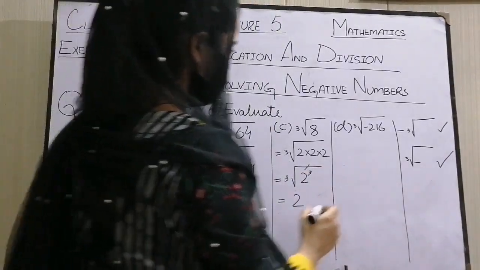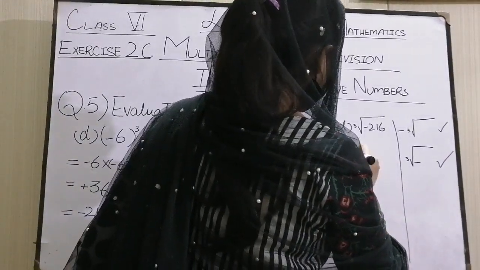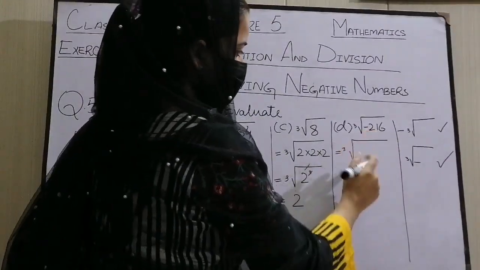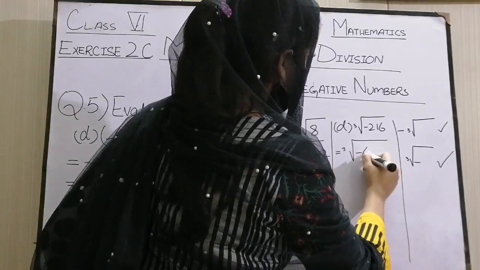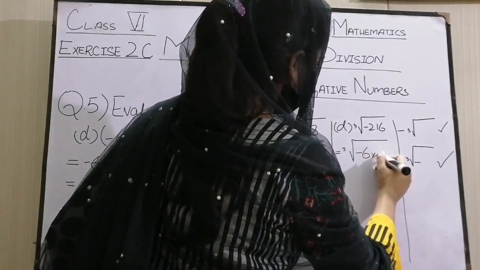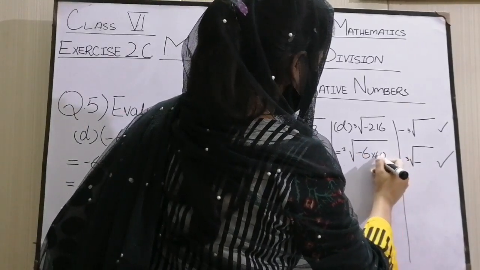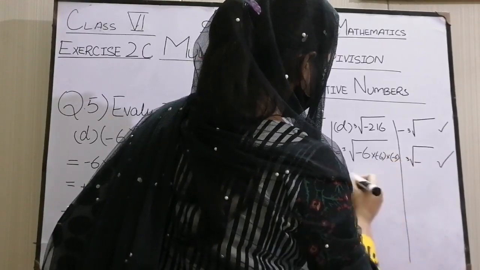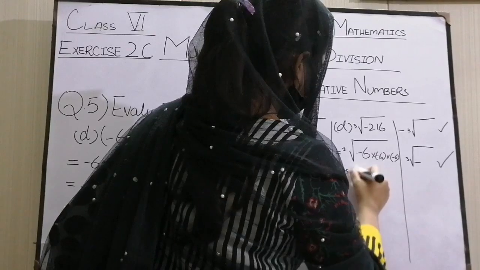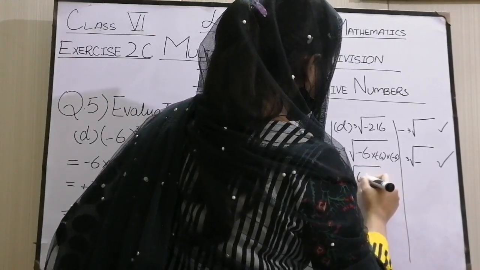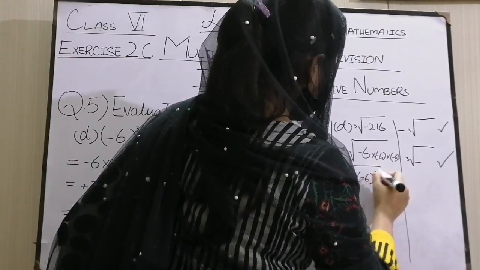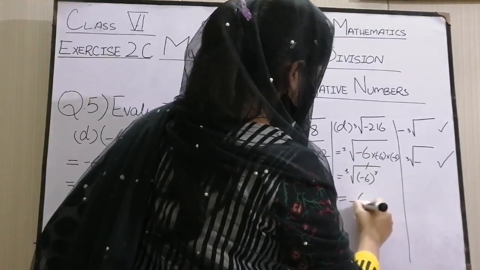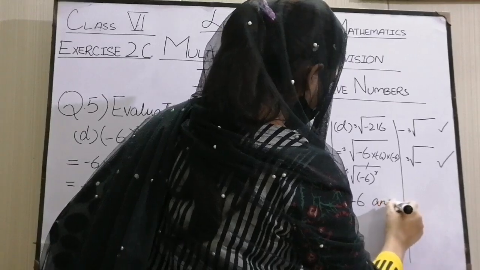To answer. Next part is part B, which is cube root of minus 216. Minus 216 can be written as minus 6 into minus 6 into minus 6. Separate these signs using a bracket. It means minus 6 power 3. Cancelled. Answer is minus 6.